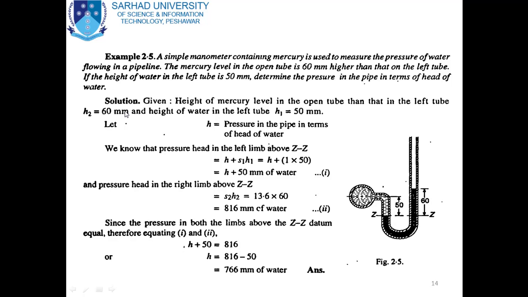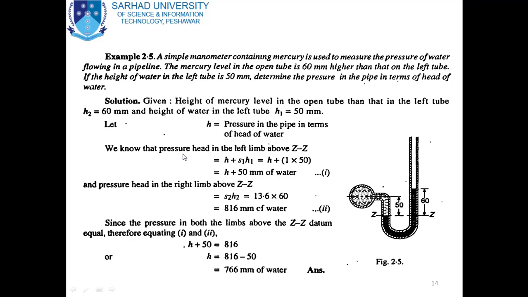First of all, in the solution we will write the given data. Height of mercury column in the open tube, H2, is equal to 60 mm, and height of water in the left tube, H1, is equal to 50 mm. Let H be equal to the pressure in the pipe in terms of head of water.